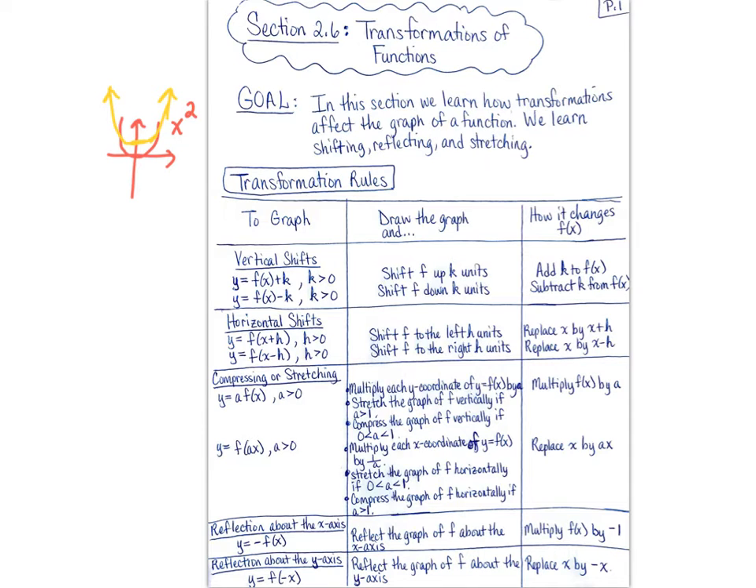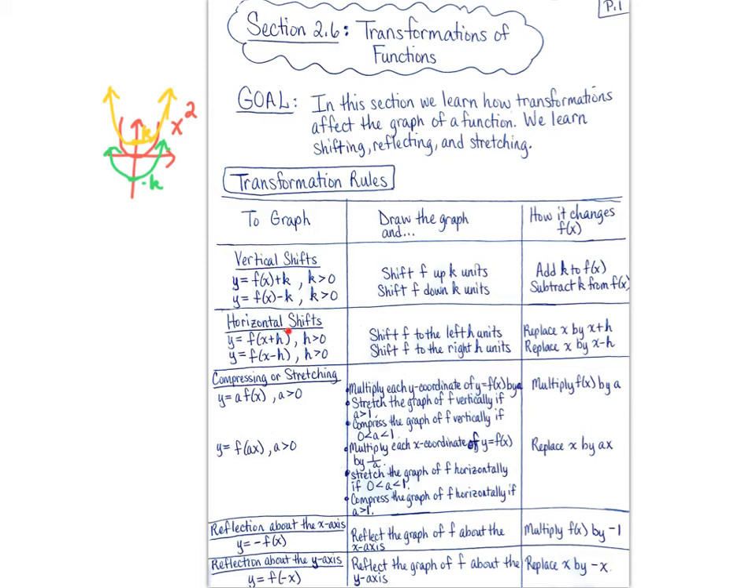Now, f of x minus k, where k is greater than 0, says shift f down k units. So take the red x squared and we shift it down k units. Here I'm just illustrating what's happening. So shifting f up k units adds k to our original function, and shifting f down k units subtracts k from f of x.